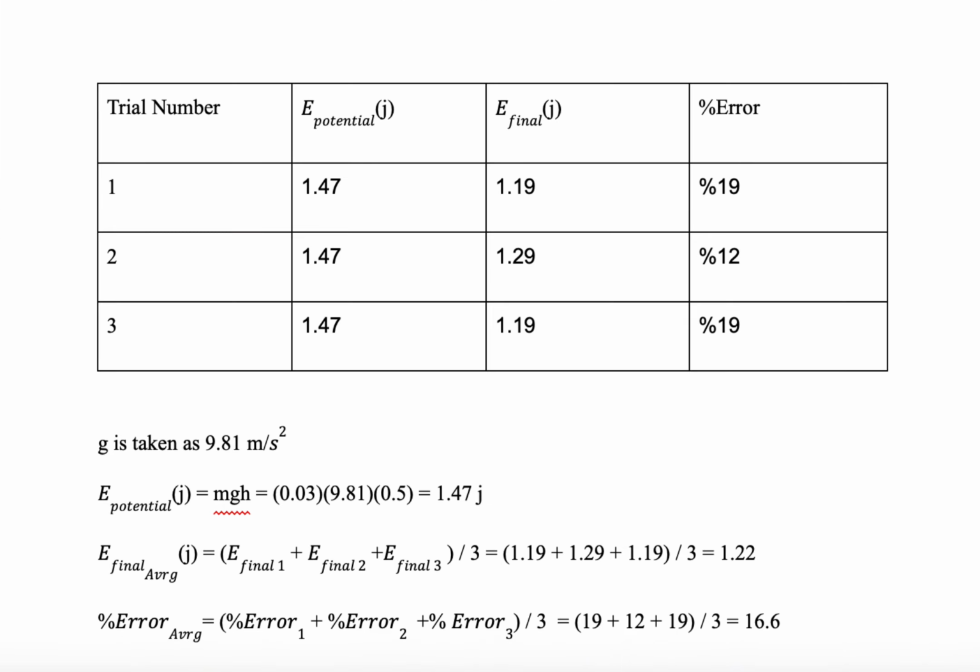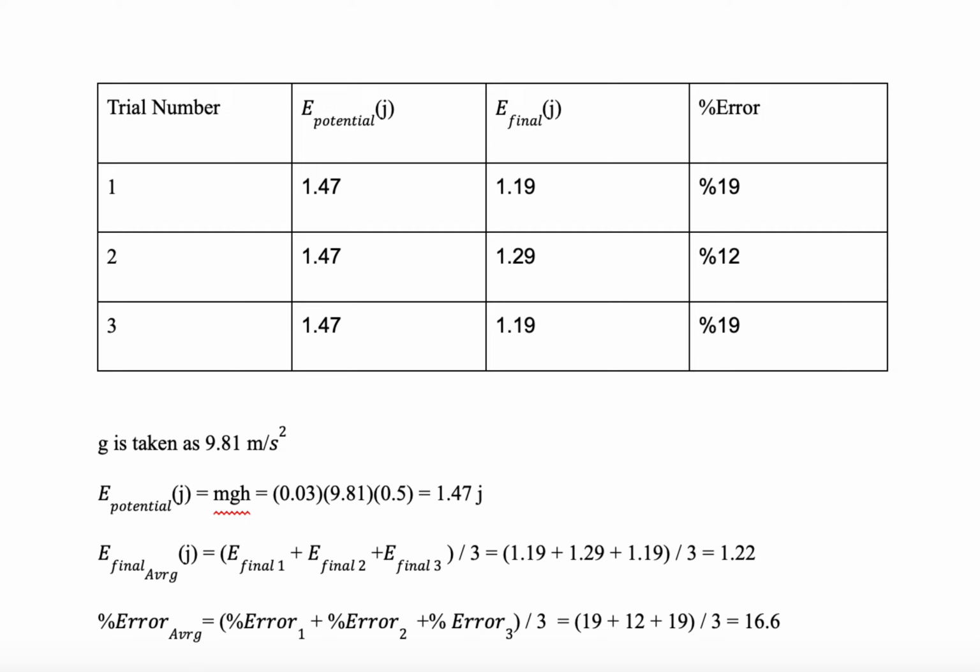Summing these two energies up gives the total kinetic energy at the bottom of the inclined plane as 1.22 joules on average. The initial potential energy of the cylinder was calculated using the potential energy formula, mgh, which gives us 1.47 joules, where h is the height of the inclined plane.